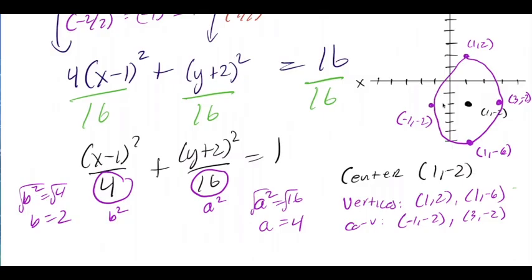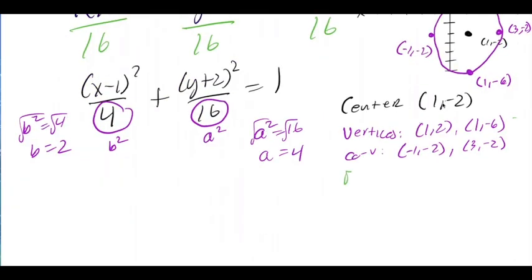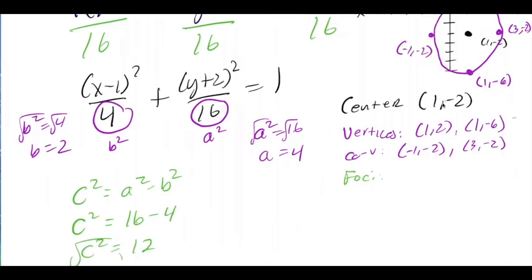The last thing I've got to find is the foci. We do have a formula for the foci. It is c squared equals a squared minus b squared, the bigger one minus the smaller one. In this case, c squared is equal to 16 minus 4. C squared equals 12. Square root of that, and we get c equals plus and minus radical 12. Or, if we simplify, 2 radical 3.